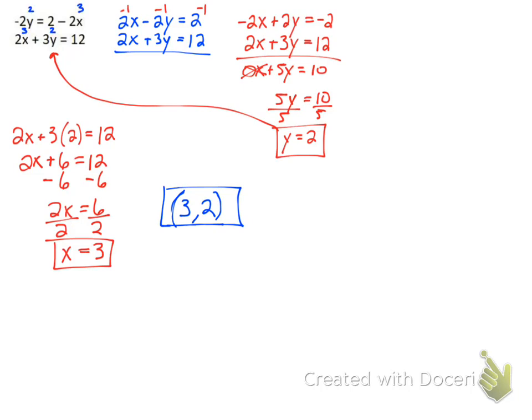3 and 2. So I get negative 4. And then 2 minus 6 gives me negative 4. This one works out. Bottom one, 2 times 3 gives me 6. Plus 6 is 12. That's true as well.